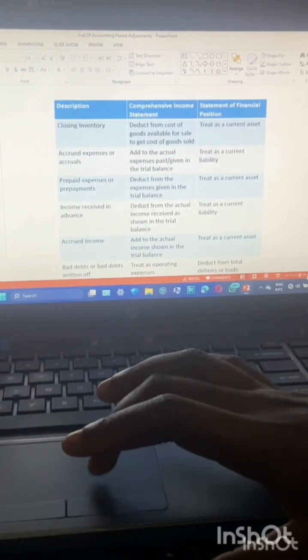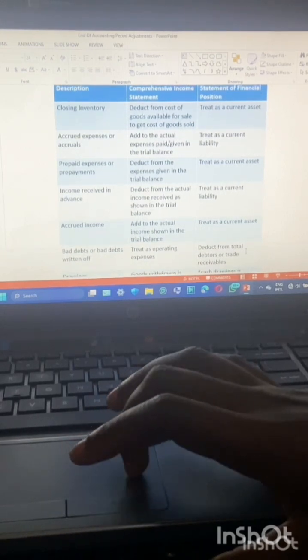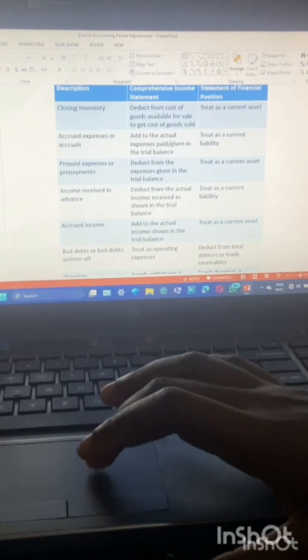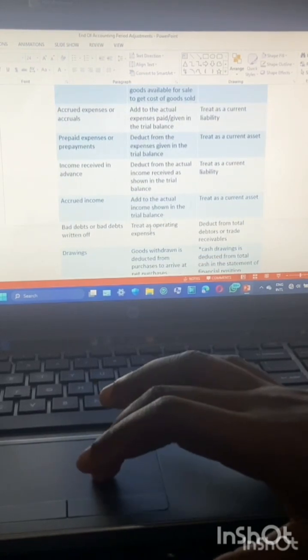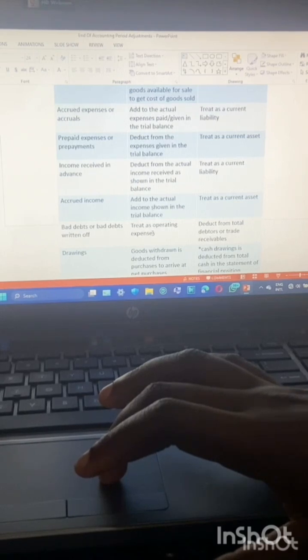And then we have the bad debt written off. In the case where a business writes off a debt, that is, we term the debt as irrecoverable, what we do is that we treat that debt in that current year, that current year where this debt was written off, as an expense in the statement of comprehensive income. That is the very year this debt was written off, we treat it as an expense, okay.